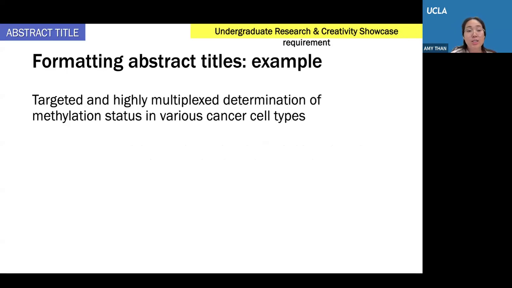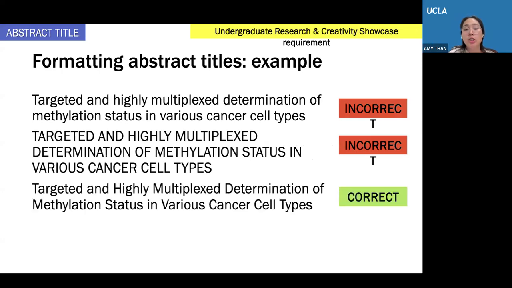An example of the title could be: Targeted and Highly Multiplex Determination of Methylation Status in Various Cancer Cell Types. So this kind of tells us the main idea is targeting. What are we targeting? The determination of methylation status. And what are we comparing? Different cancer cell types. In terms of the formatting, we want to make sure that every main word is capitalized. So as you can see in the third one, you would want Targeted, Highly, Multiplex, Determination to be capitalized, and all of the supporting words like and, in to be lowercase.